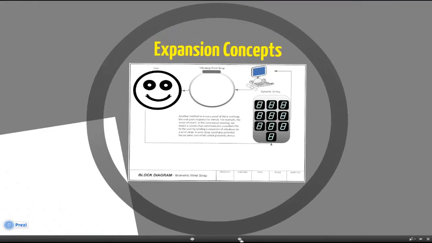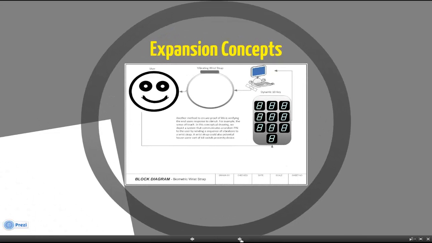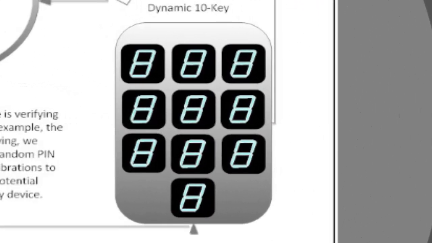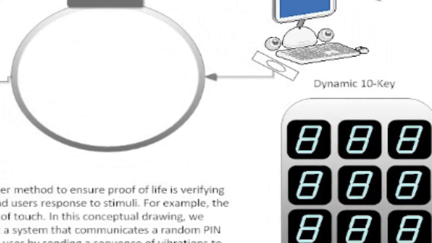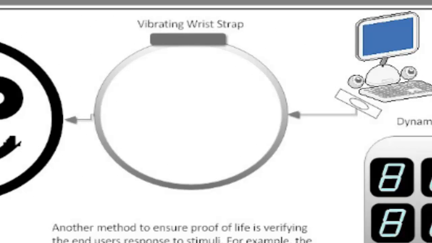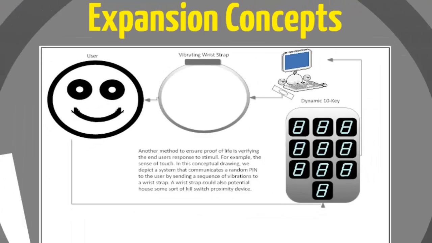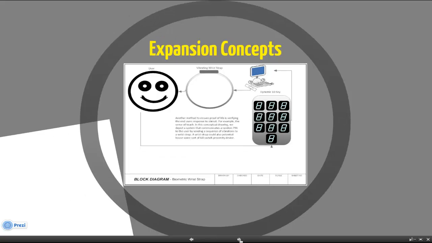As we had discussed previously, there are other concepts we would like to incorporate as the project progresses, such as an input touchscreen and a device to communicate numeric codes to the end user through vibrations and the sense of touch. This system could in theory be used as an auto-enrollment method.